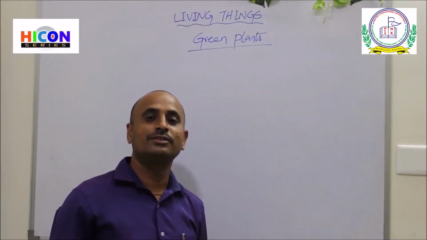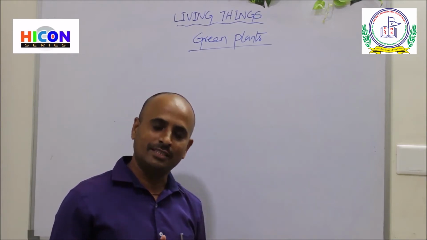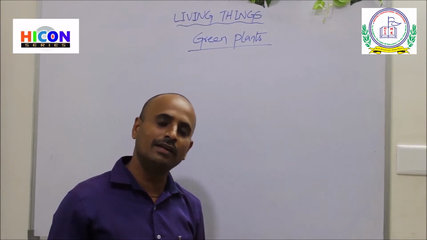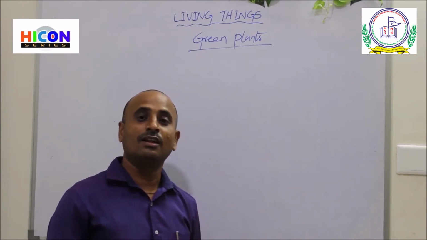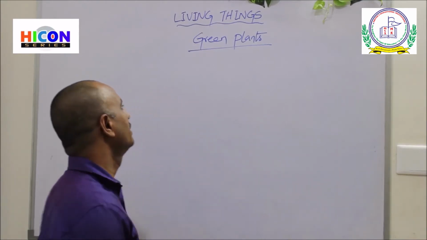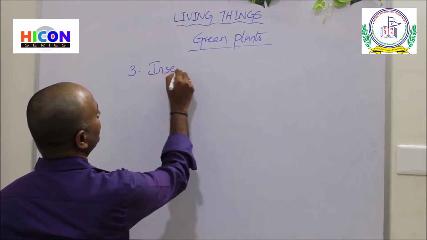We have discussed two types of plants: terrestrial plants and aquatic plants. Now the last type, the third type of plants, are insectivorous plants.